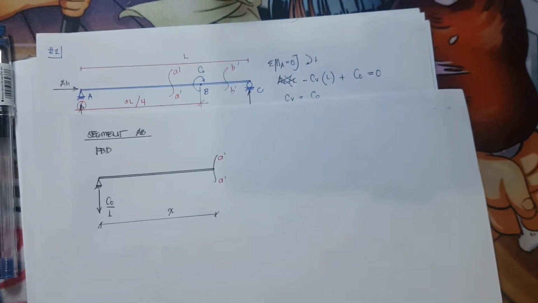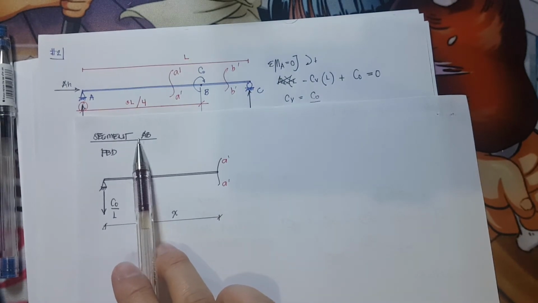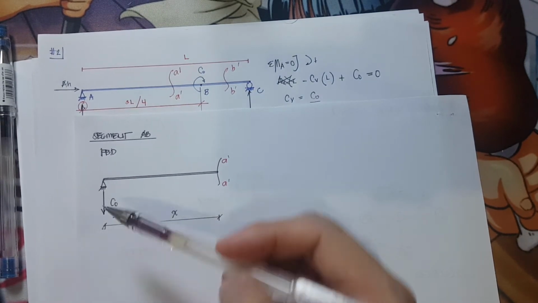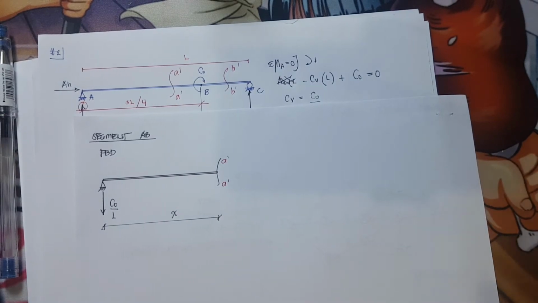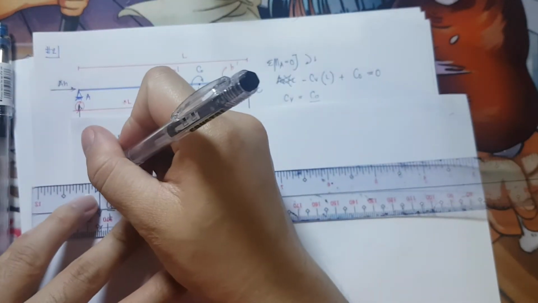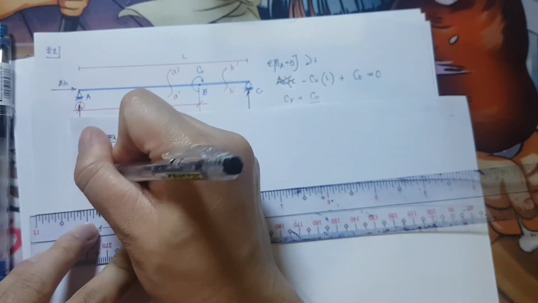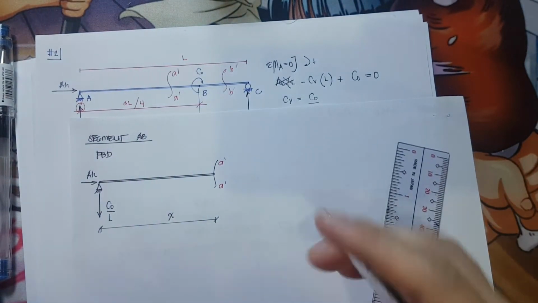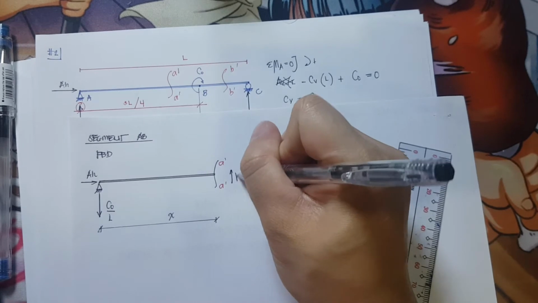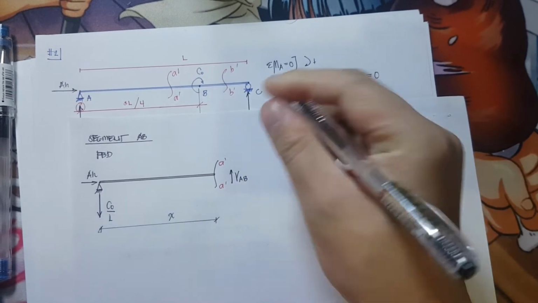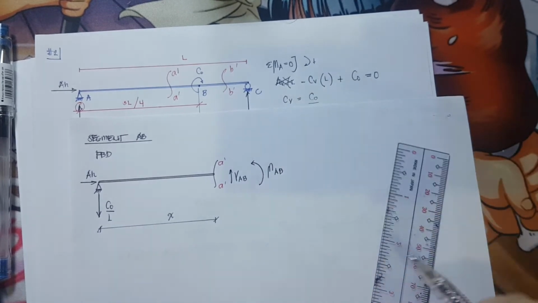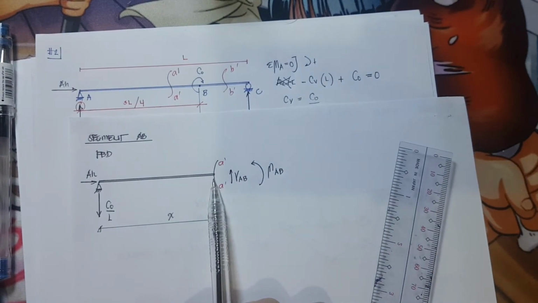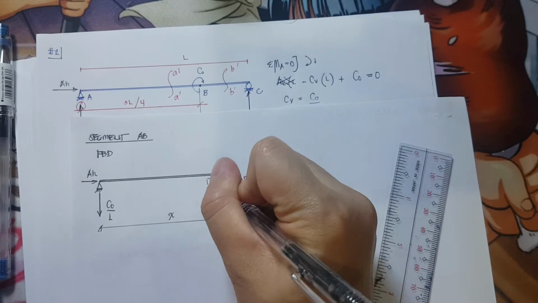So redrawing the free body diagram, this is segment AB. So I have here my A vertical. Then I also have my A horizontal. So this is A horizontal. Then I assume my shear to be upwards, so shear AB. Then my moment to be counterclockwise, moment AB. Then I'll assign this point at point D.